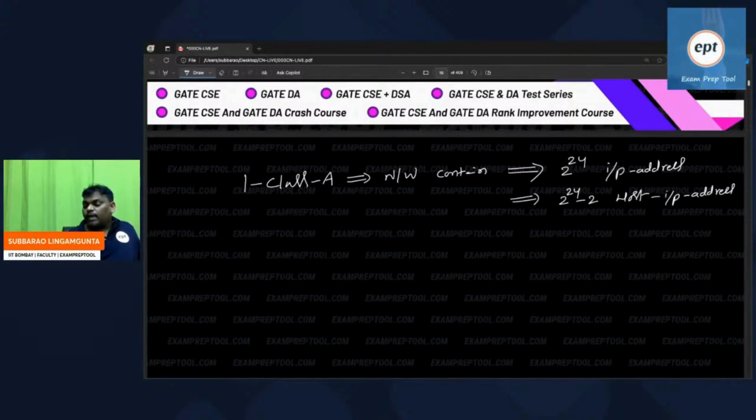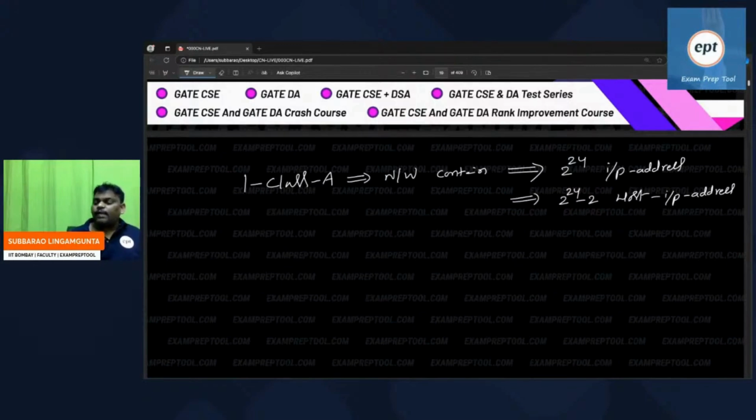One class A network contains 2 power 24 IP addresses. Out of those, one IP address with host part all zeros is given special purpose, the network ID. One more IP address is the broadcast address. The remaining you can give for a host purpose. Remember, all 2 power 24 are IP addresses, but 2 IP addresses are used for special purpose. You cannot give those IPs for computer purpose. Computer means host. So please be careful.